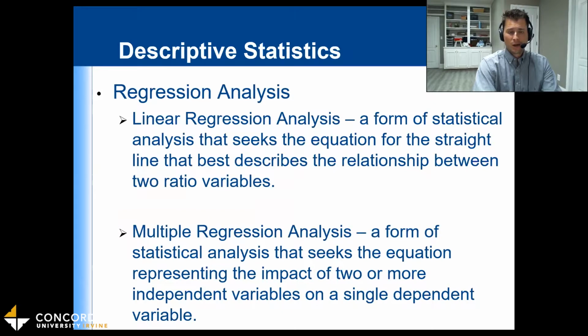And here we're going to have some examples coming up on that, but more so regression analysis, a linear regression and a multiple regression. So a linear is a form of statistical analysis that seeks the equation for the straight line that best describes the relationship between two ratio variables. So when we look at a chart, which we'll look at in a second, you'll see a linear regression line. A multiple regression analysis is a form of statistical analysis that seeks the equation representing the impact of two or more independent variables on a single dependent variable. Okay, so two or more independent on a single dependent.